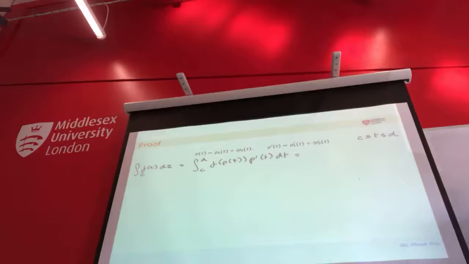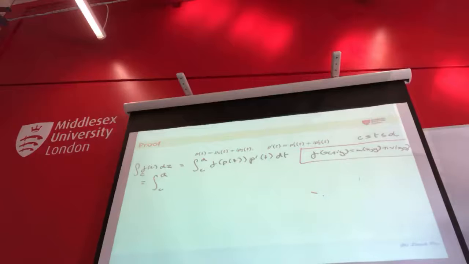Okay, so I'm going to need lots of room here. So the idea is that f is u plus iv, of course. Okay, so f of z, actually let's call it x plus iy, is u of xy plus iv of xy.